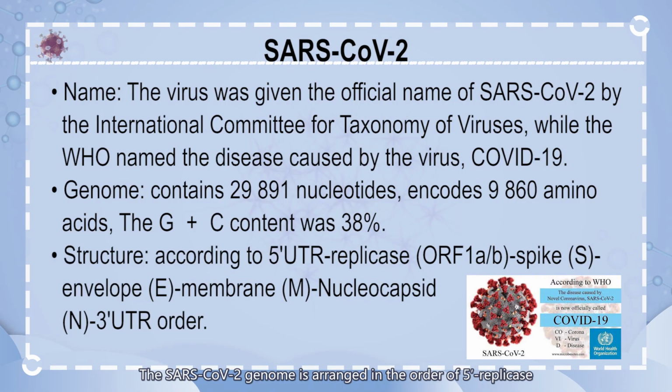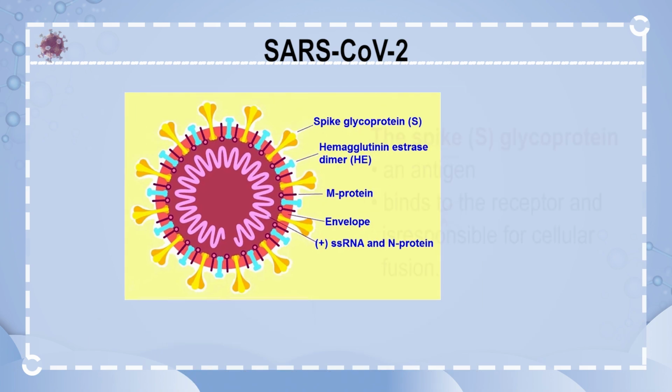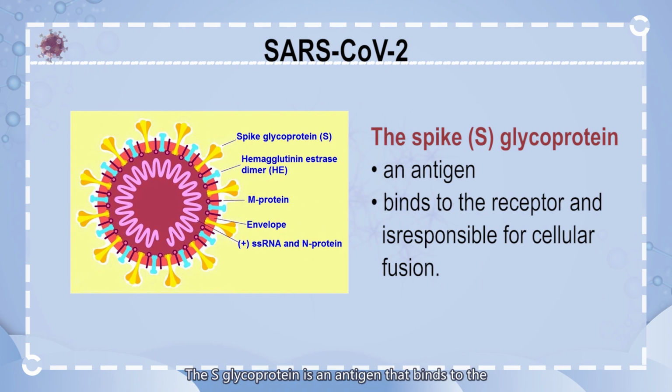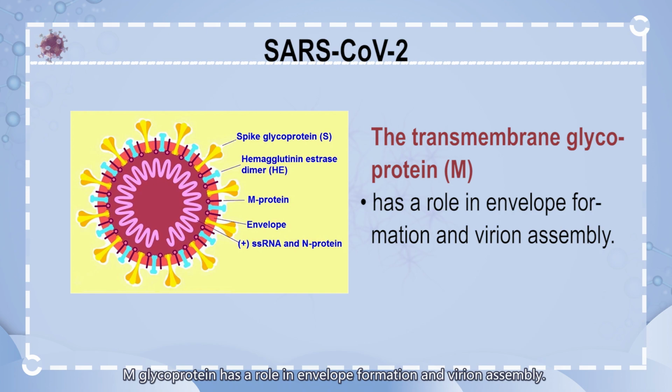The SARS coronavirus 2 genome is arranged in the order of 5' replicase (ORF1a or b), structural proteins, spike S, envelope E, membrane M, nucleocapsid N, and 3'. The S glycoprotein and the transmembrane glycoprotein M are two major envelope proteins. The S glycoprotein is an antigen that binds to the receptor and is responsible for cellular fusion. M glycoprotein has a role in envelope formation and virion assembly.